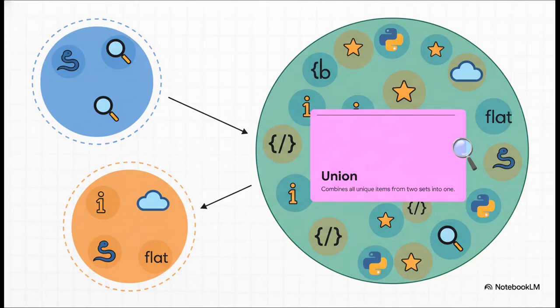First up is the union. It's pretty simple. It just takes 2 sets and smashes them together into one big new set that has all the unique items from both of the originals. It's the perfect way to merge 2 groups of things.